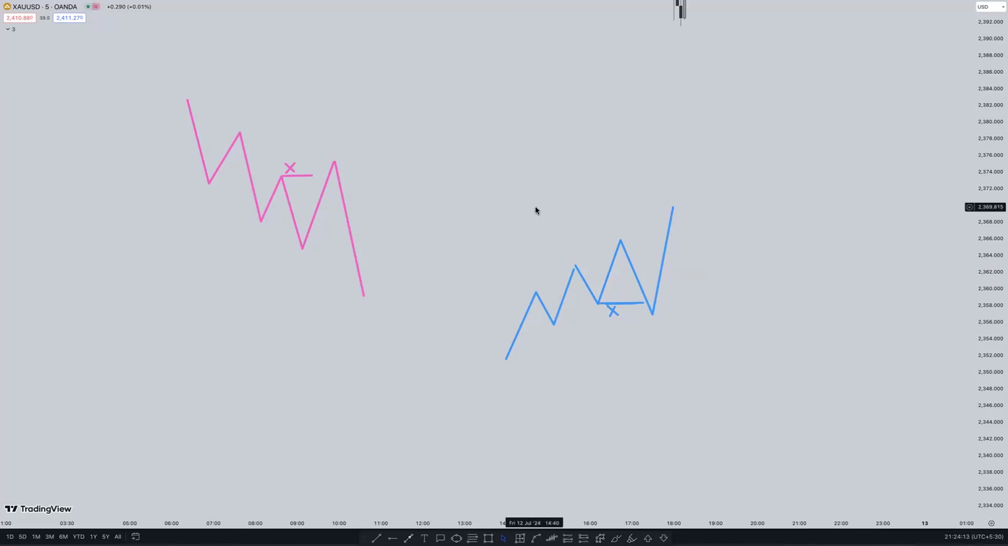Okay, so this is a very simple process. Firstly, you need to wait for the identification of the pullback. Once you understand what a valid pullback is, we need to switch on the identification of the structure. So this is our structure here.